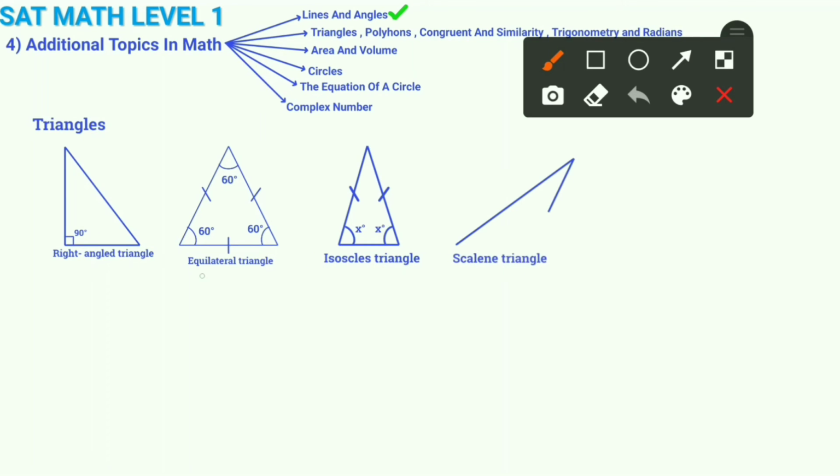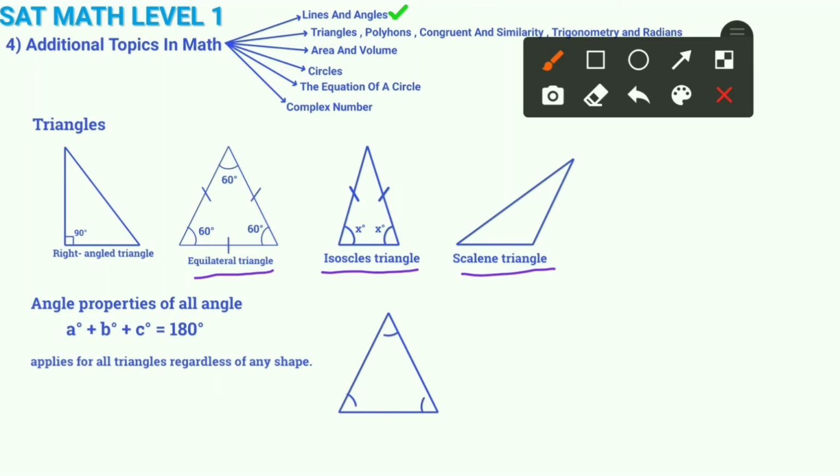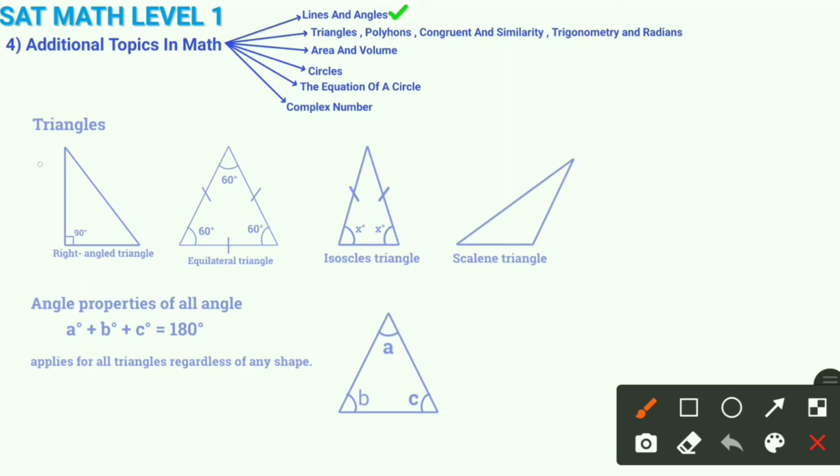Triangles. This is a right angle triangle. This is an isosceles triangle, equal length and equal angle, 60 60 60. Okay, sorry, it is an equilateral triangle. This is an isosceles triangle. This is a scalene triangle. So we're starting with triangles. This is the right angle triangle. This is the equilateral triangle, having equal lengths, equal sides and equal angles. This is an isosceles triangle, having two sides which are equal, so equal angles. Yeah, this is a scalene triangle.